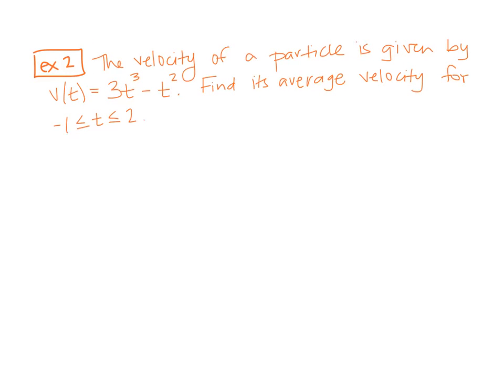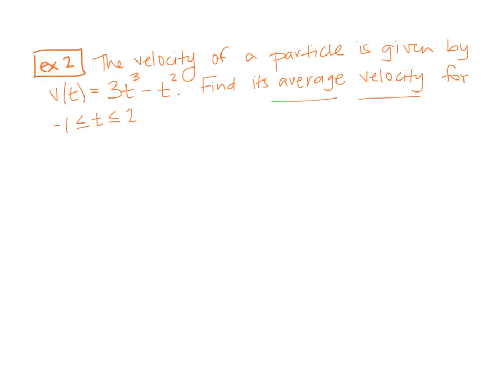Okay, the velocity of a particle problem, the one that you will definitely see. All right, so this one here, we want to find the average velocity, so that's just the average value of our velocity function from -1 to 2. First off, is our function continuous on that interval? Yes, our function is just some cubic polynomial, therefore it's continuous everywhere, so it's definitely continuous here.